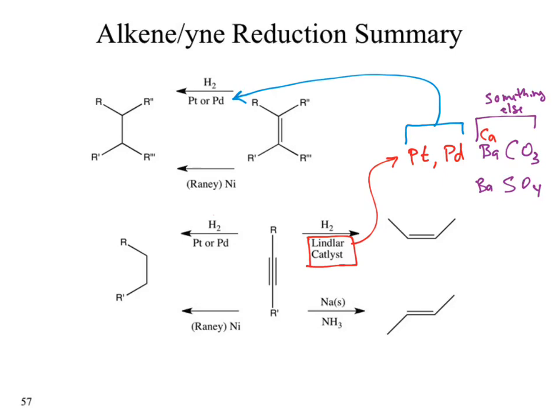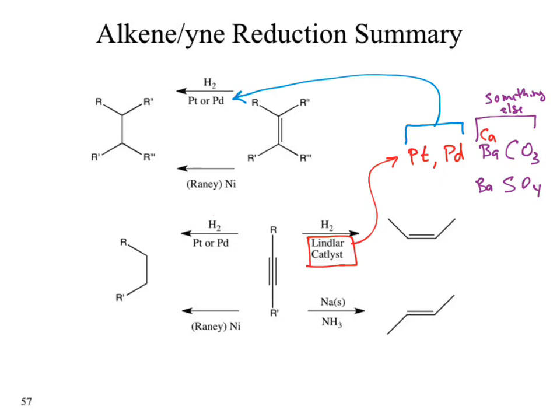If you just see platinum and palladium, that's super reactive, go all the way down. Fully reduce it. That's the extra piece that we need to know with Lindlar's catalyst. So you can see it as Lindlar's catalyst, you can see it as platinum or palladium with barium carbonate, with calcium carbonate, with barium sulfate, with calcium sulfate. It can show up with a bunch of other pieces.